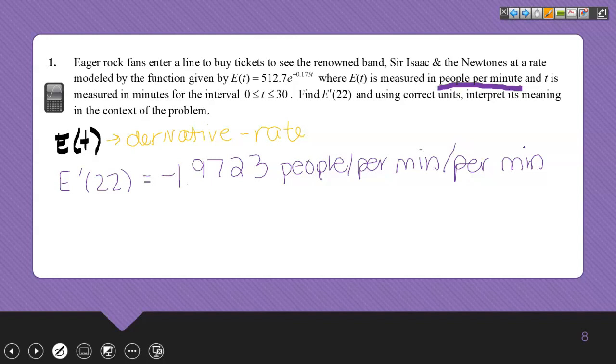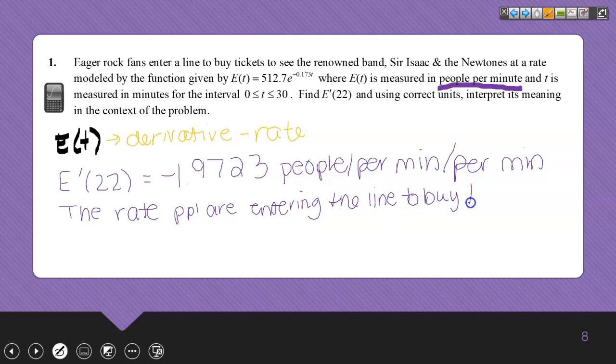So it means that the rate at which people are entering the line, so it represents the rate, it's a derivative, derivatives are always rates, the rate at which people are entering the line to buy tickets is decreasing because the value of the derivative is negative.